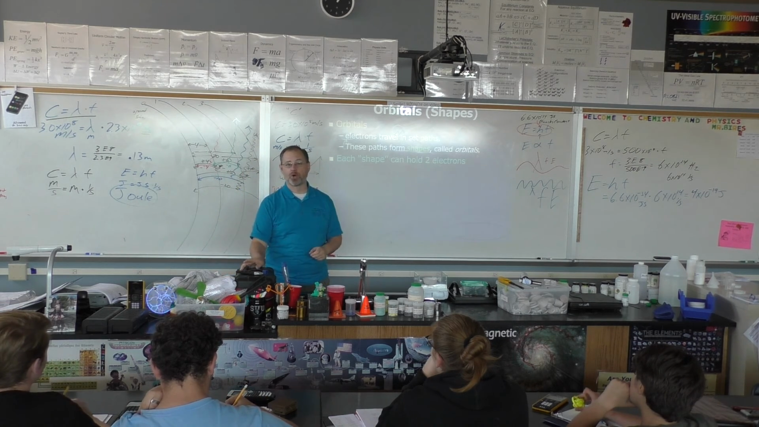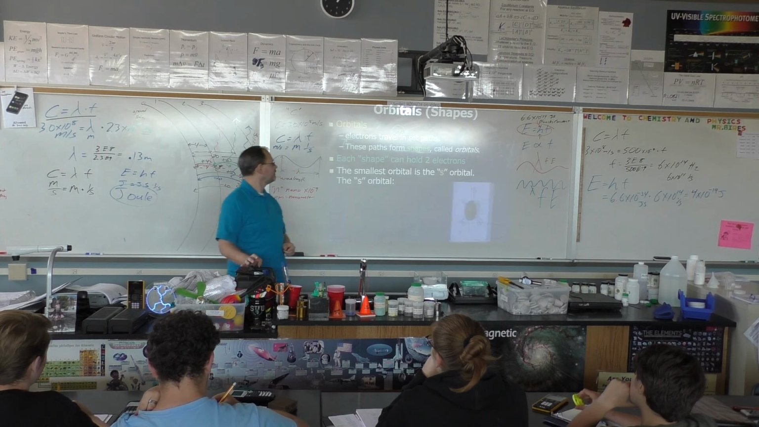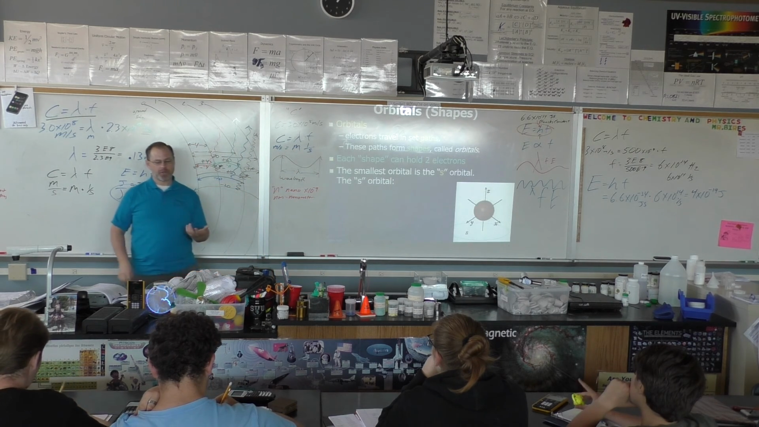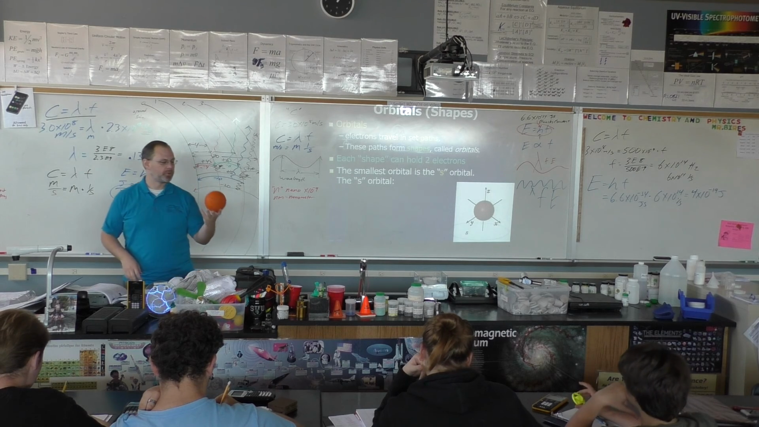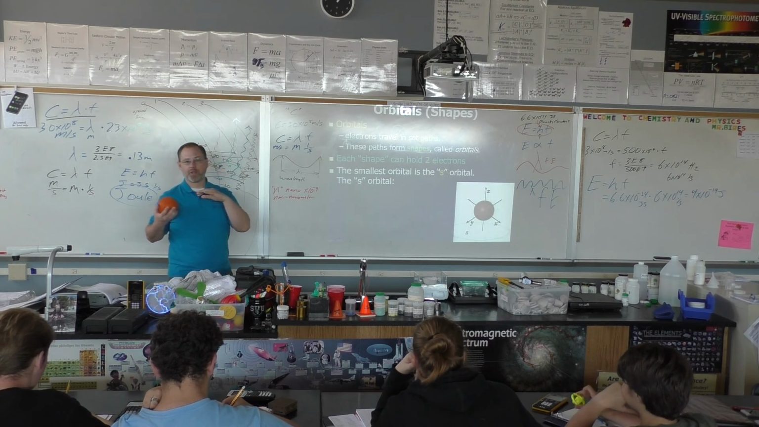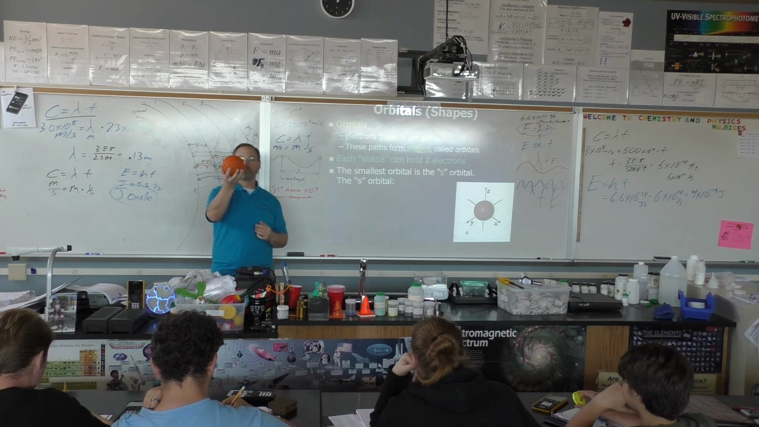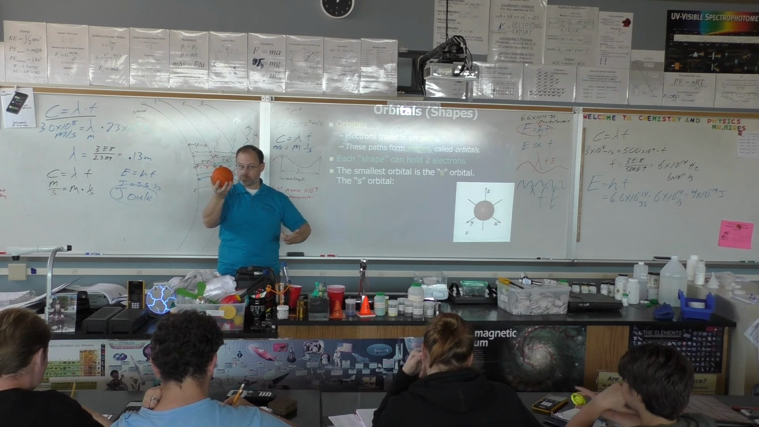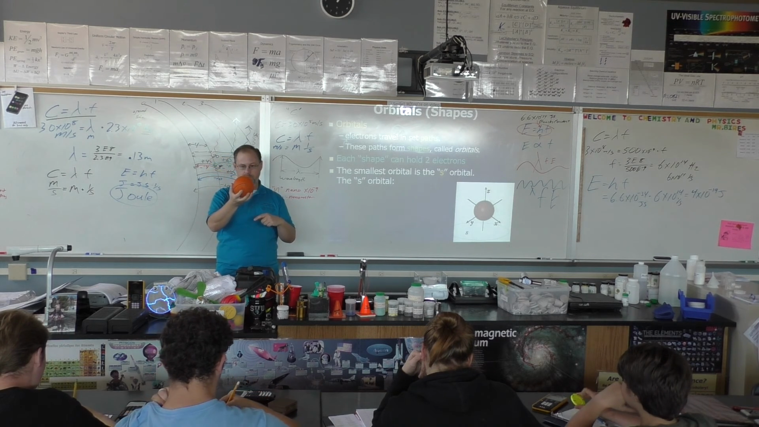The simplest orbital is called S. It's a sphere. The simplest orbital type is called S. It's a sphere, and it can hold 2 electrons. Just 2. Good. No more, no less.